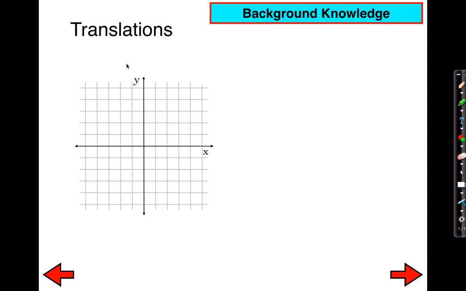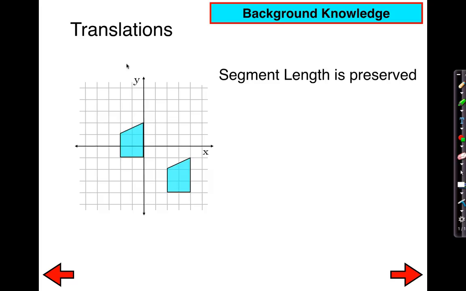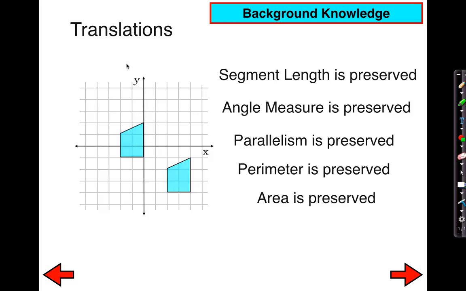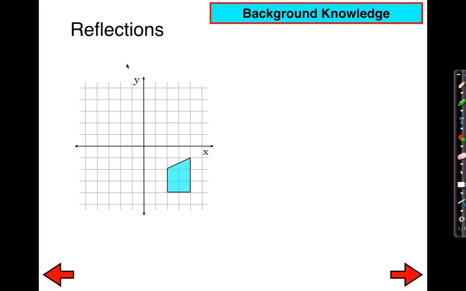So to go over some background knowledge, let's talk about all the different transformations that we've learned so far and the types of things that they preserve. So translation, here's an example of a translation. The segment lengths are preserved, angle measures are preserved, parallelism is preserved, perimeter is preserved, and area is preserved. And this is going to be true even with reflections.